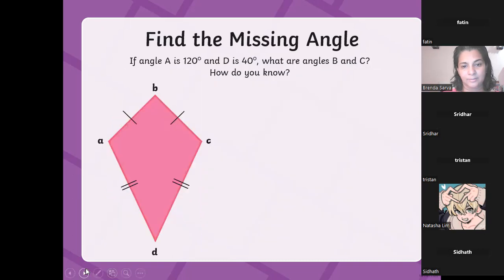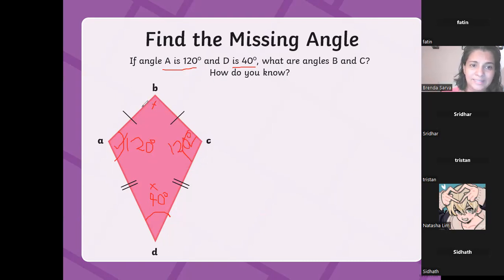Okay, now, this is a kite. Read the instruction. If angle A is 120, that means this is 120. And D is 40, that means this is 40. Remember what the properties of a kite are? It only has one pair of same angles, which is not this angle and this angle, it's this angle and this angle, which is the same. So this will also be 120. What is this angle?